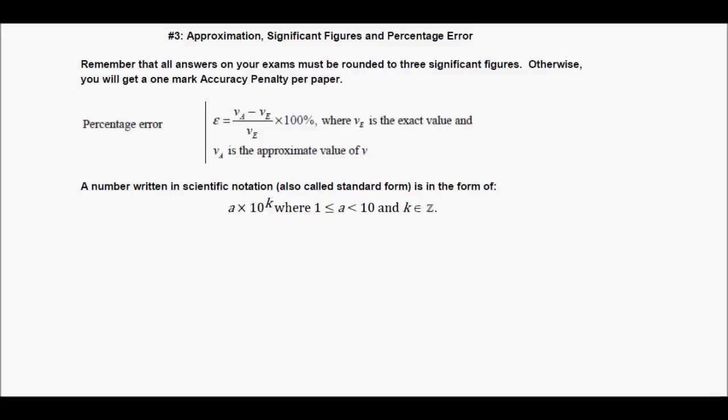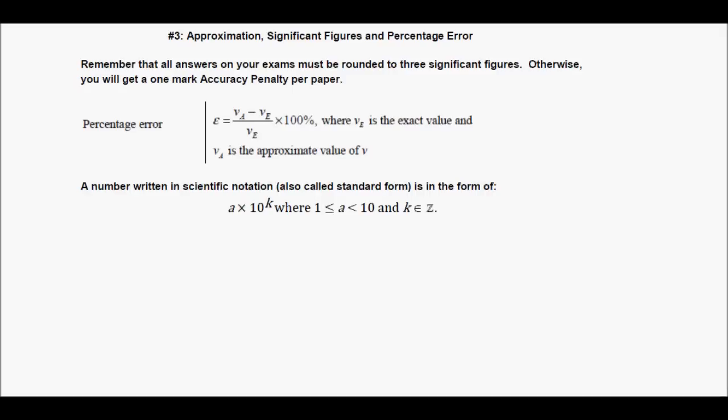Okay, for part 3 here, we're going to do approximation, significant figures, and percentage error. Remember that all your answers on your exams must be rounded to 3 significant figures unless it states otherwise. Otherwise, you get a 1-mark accuracy penalty per paper, and there's a financial penalty, an accuracy penalty, and a unit penalty. If you bust out 3 of those on each paper, that's really going to affect your grade. So we don't want to do that.